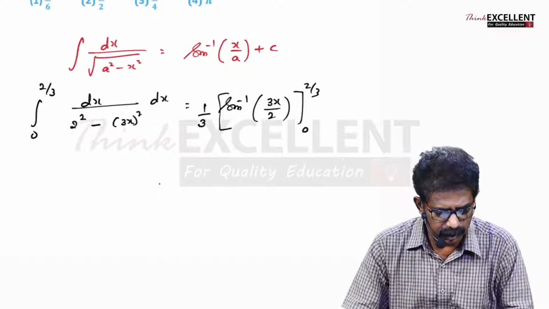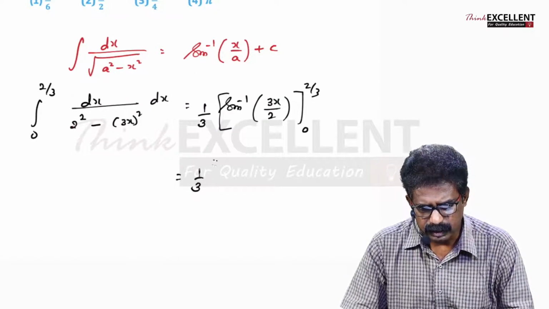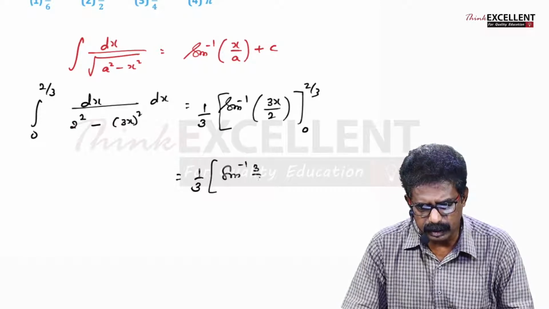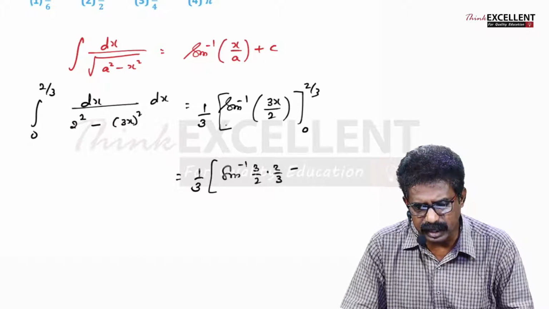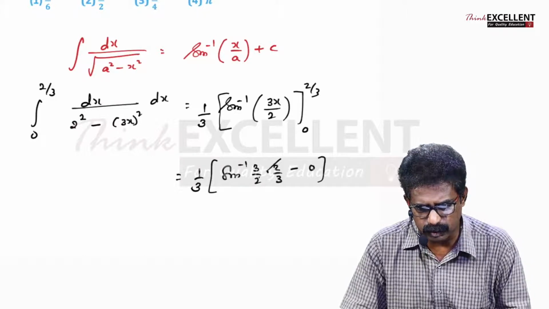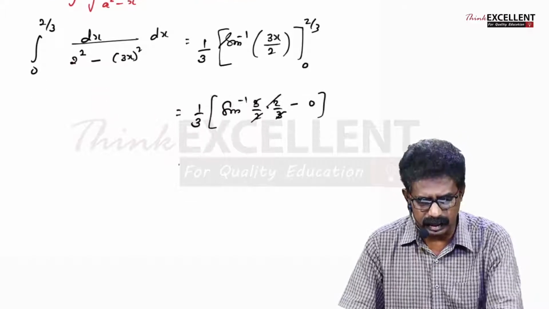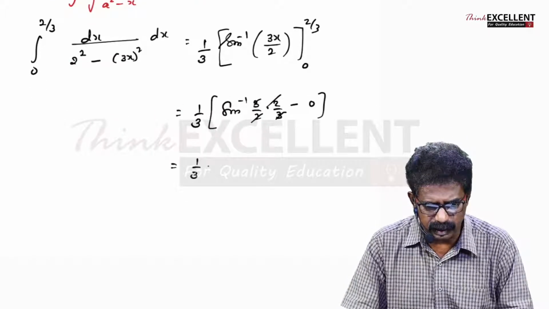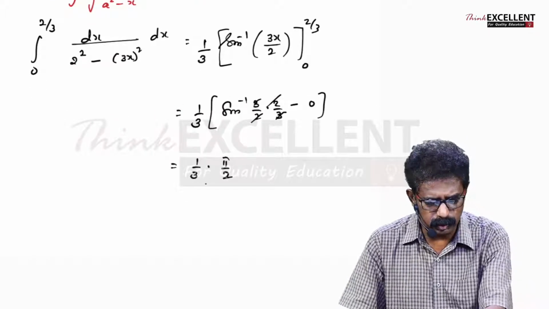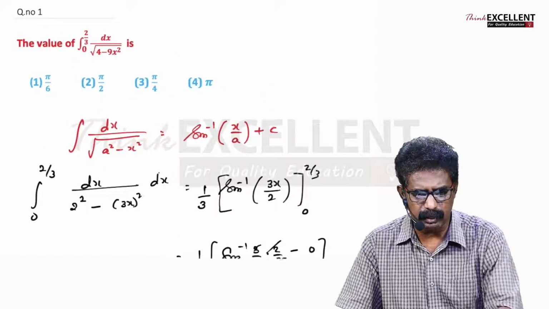So now we apply the limit, that is 1 by 3 into sin inverse. First you give the upper limit, 3 by 2 into, for x you write 2 by 3, minus sin inverse 0. Sin inverse 0 is 0 only, so you can leave that. Here 2 cancel, 3 cancel. So sin inverse 1, sin of which angle is 1? 90 degrees, pi by 2. So 1 by 3 into pi by 2. So your answer is pi by 6. That is option number 1.